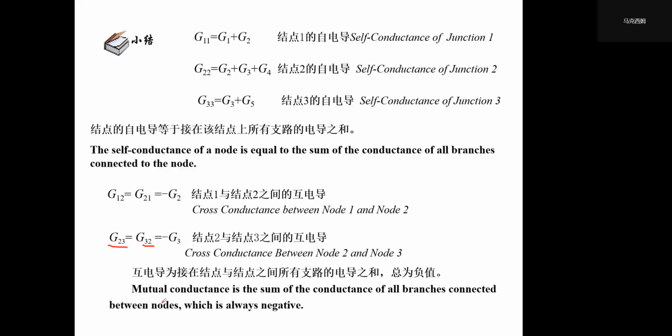So the cross conductance or the mutual conductance is the sum of the conductances of all branches connected between the nodes. If there are two branches linked between node 2 and node 3, we add the conductances of those two branches, and we put a negative sign on their sum. So this is the cross conductance. It's very easy to remember.